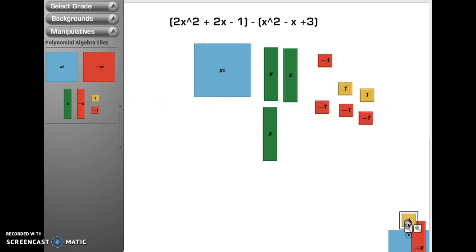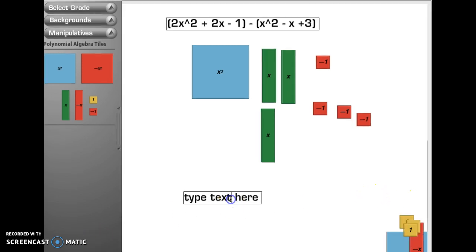So when I take away positive 3, I'm left with negative 4. I now then have an x squared plus 3x's minus 4 as my ending result.